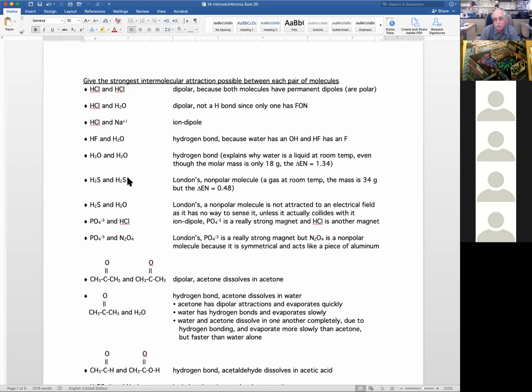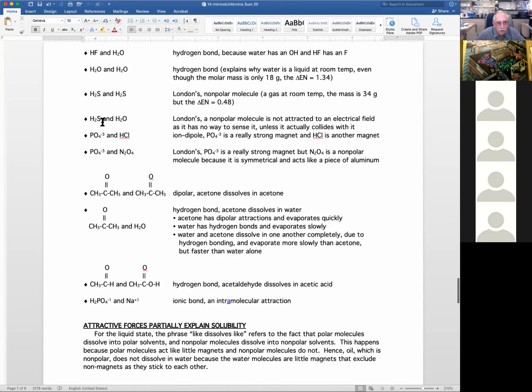So dihydrogen sulfide is a gas at room temperature. Water is a liquid at room temperature, even though the gas is twice as heavy. You can see that attractive forces are more important than mass, aren't they?